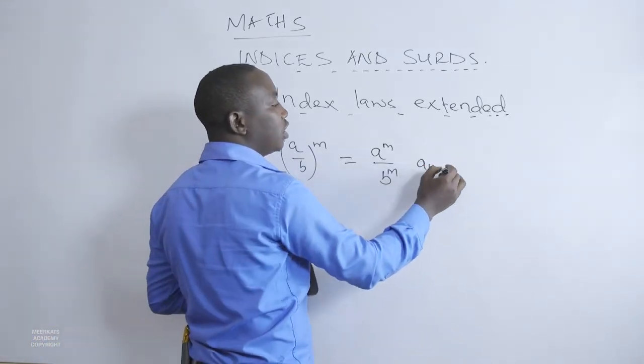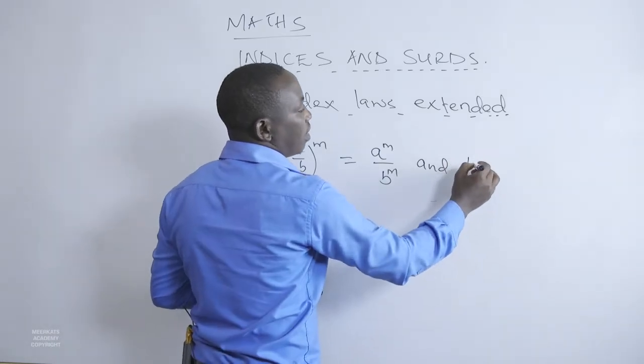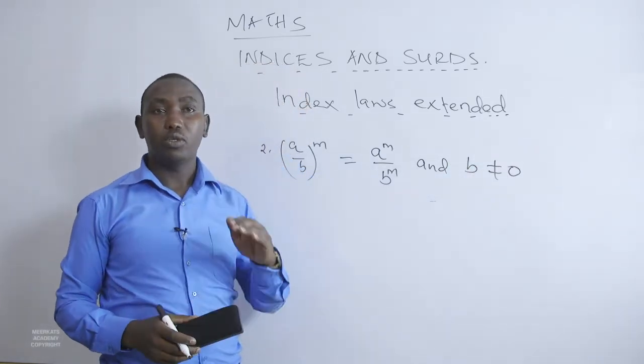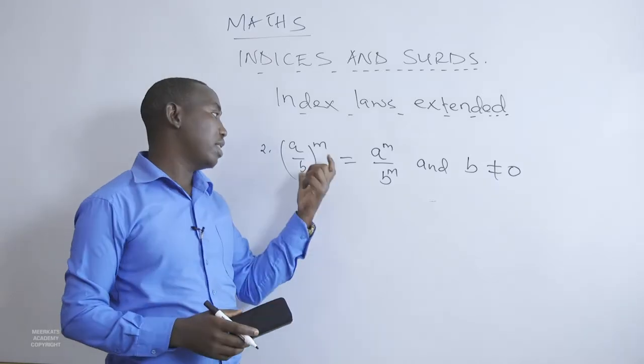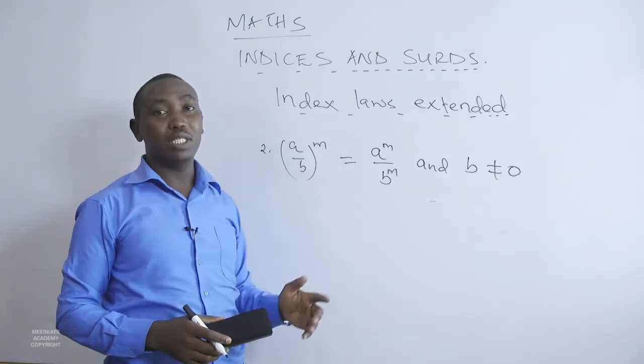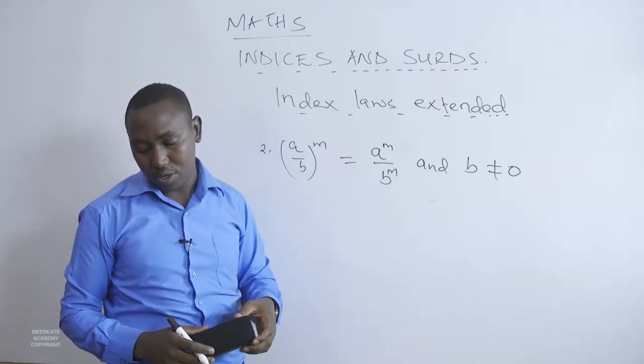And this should be the case whenever b is not equal to 0. So b, or the denominator, should never be equal to 0, because in mathematics there's a rule that says you should never divide by a 0.